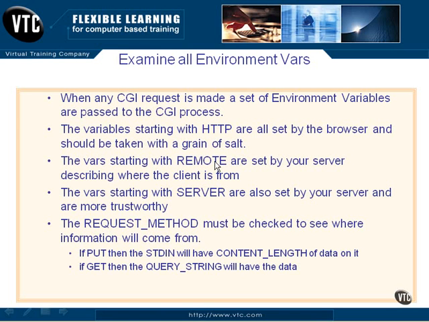We're going to learn how to examine all the environment variables and use a C program to print them out. The environment variables are set up anytime a CGI request is made. A set of these environment variables are passed to the CGI process and then onto your program so that you can find out things about the environment that you're running in, and you can pick up information from them that comes from the client. Things like form information, where the client is coming from, their IP address, their server name, things like that. There's a lot of other things that can be done with the web as well.